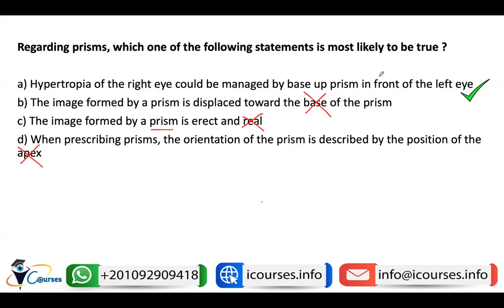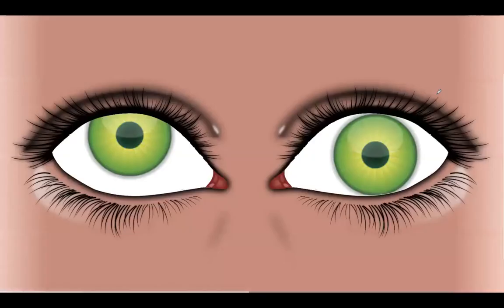So you can say by exclusion that the first answer is correct, but let's understand why. It will be a little bit difficult, but let's understand why a hypertropia of the right eye could be managed by a base up prism in front of the left eye. So let's see that this is a hypertropia of the right eye. You can see that the right eye is a little bit elevated relative to the left eye, so the right eye will see a downward displaced image. The left eye will see a normal image, but the right eye will see a downward displaced image.